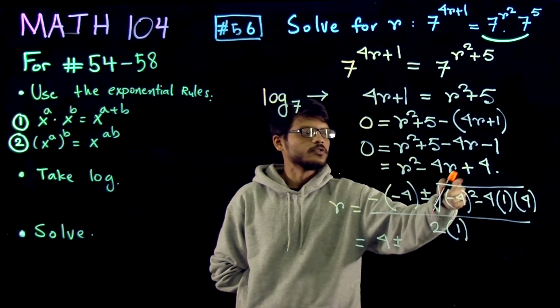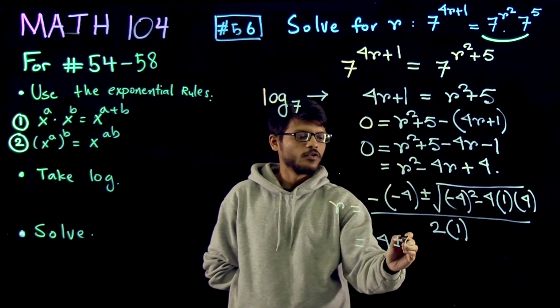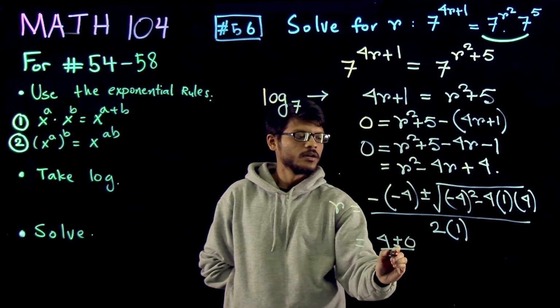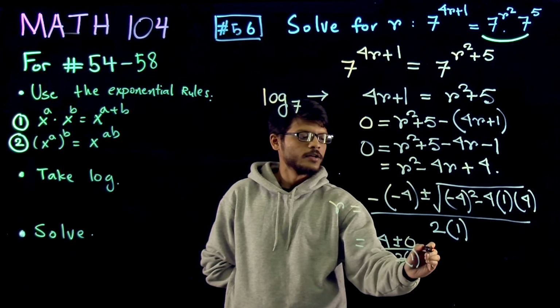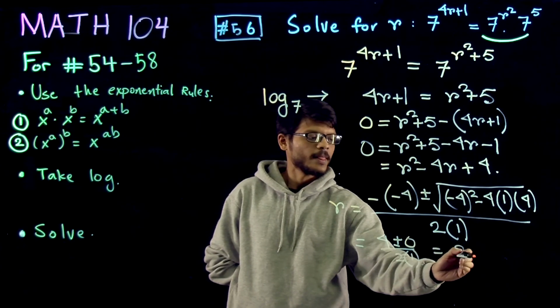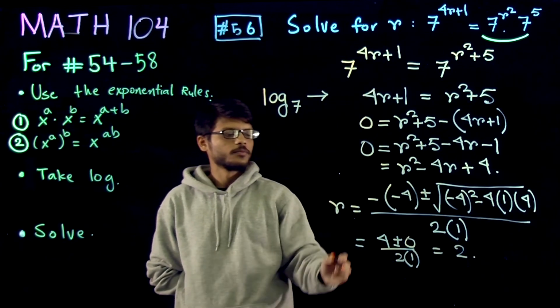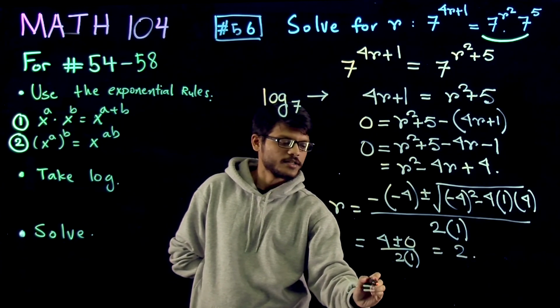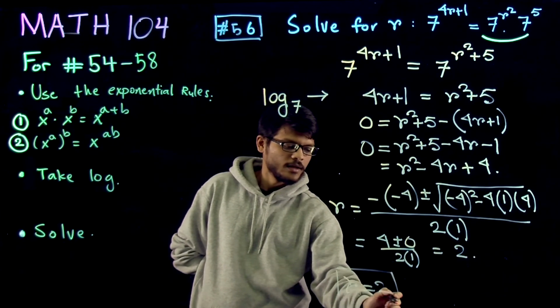And this is 4 plus or minus, so negative 4 whole squared is 16, and 4 times 4 is 16. So this thing gives you 0. So 4 plus or minus 0 over 2 times 1, and this is nothing but 2. So the solution for this particular problem is r equals 2, and we are done.